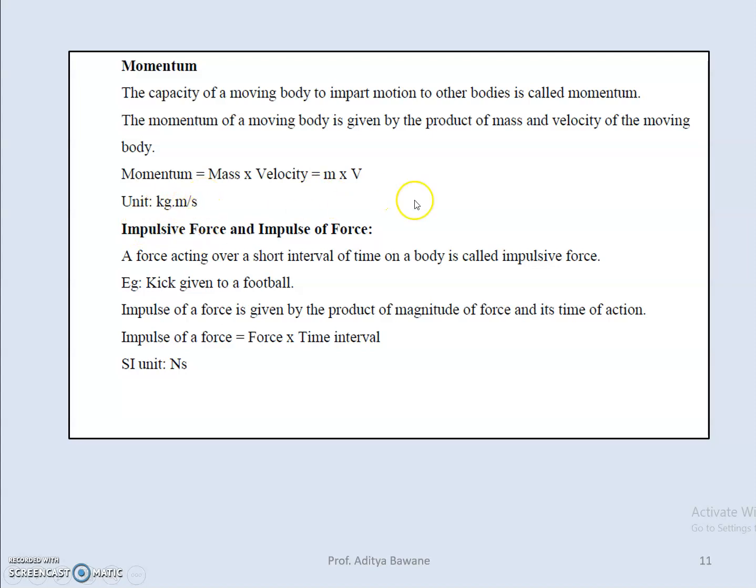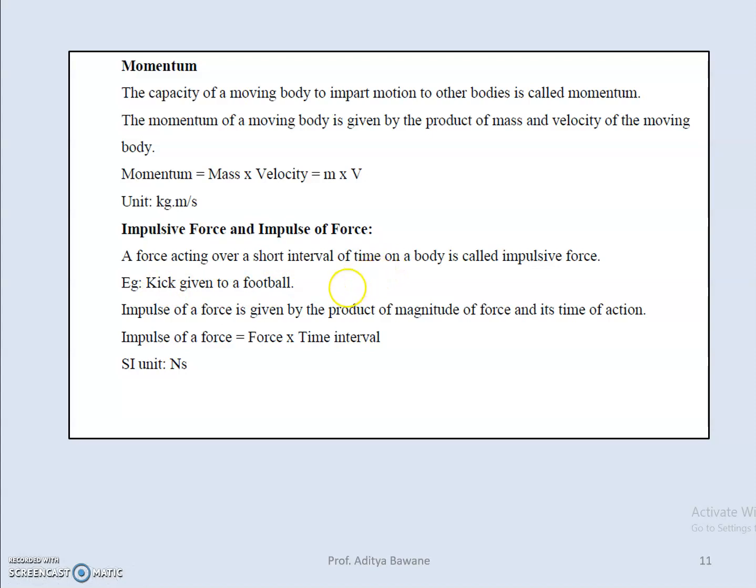And here is the big difference between impulsive force and impulse of force. So what is impulsive force? A force acting over a short interval of time on a body is nothing but impulsive force. For example, a kick given to a football, which is a very short period when we kick the football.